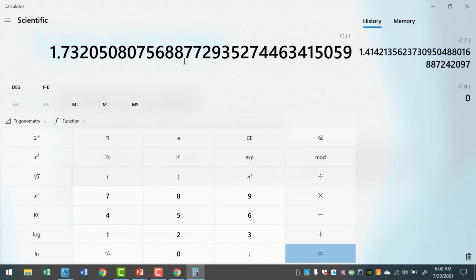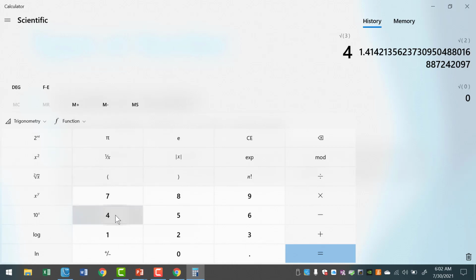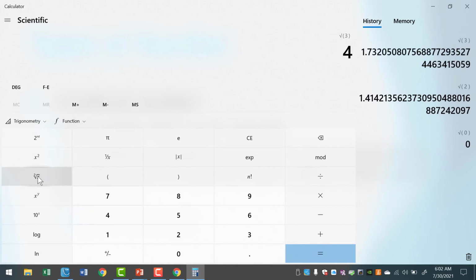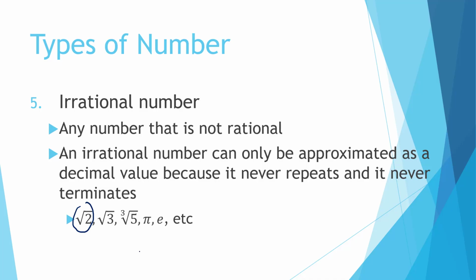So another question, how about square root of 4? What do you think, is it going to be irrational or not? Although the form is the same, a square root, we have square root of 2 as an irrational number and square root of 3 as an irrational number. How about square root of 4? In order to know whether it is irrational or not, can we simplify this? That's the question.